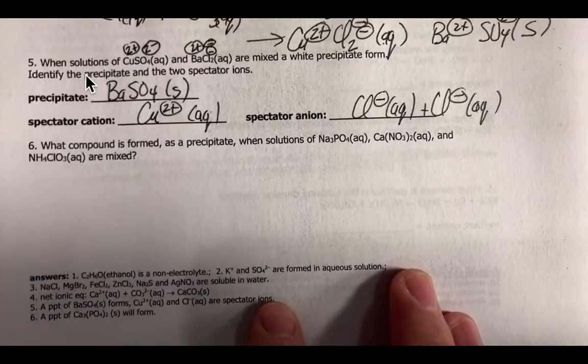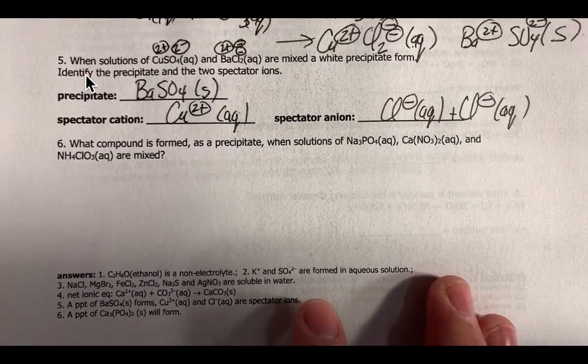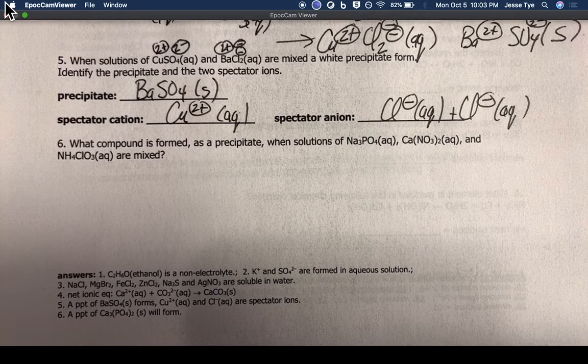Okay, here for number 6. This is a question you very well could see on the exam. When these three solutions are mixed, a precipitate forms. What is the precipitate?